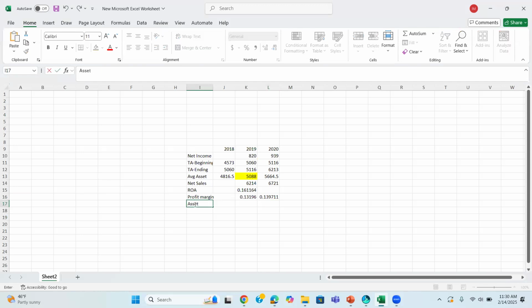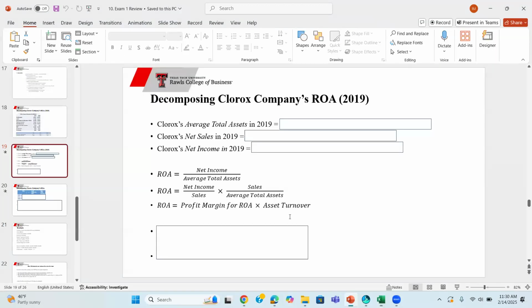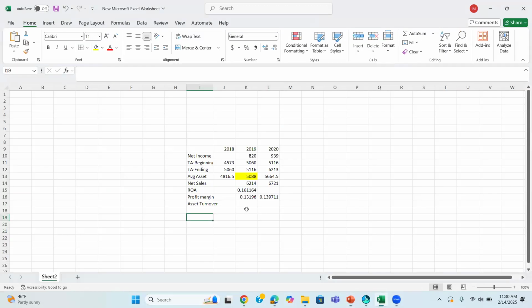And how about asset turnover? Asset turnover, they said sales over total asset. So our sales here, net sales over our average total asset. Our average total asset is here. We have asset turnover, and for this we have net sales over average asset. Thus we have asset turnover, right?